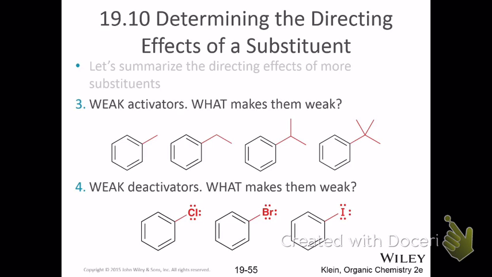Okay, weak activators are all alkyl. Weak deactivators are the halogens, because weak activators just rely on hyperconjugation, that through space effect. Weak deactivators are weak deactivators because not only do they withdraw electron density through electronegativity, but they can donate a little bit back.